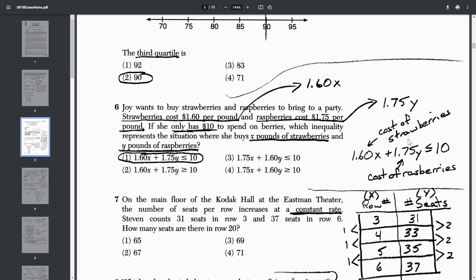Number 6, strawberries and raspberries. Strawberries are $1.60 a pound, and raspberries are $1.75 a pound. And altogether, they can only cost up to $10. If you look, choice 1 shows $1.60 per pound of strawberries, plus $1.75 per pound of raspberries. And when you add those, it has to be less than or equal to $10 because we can't go over $10. So that's choice 1.